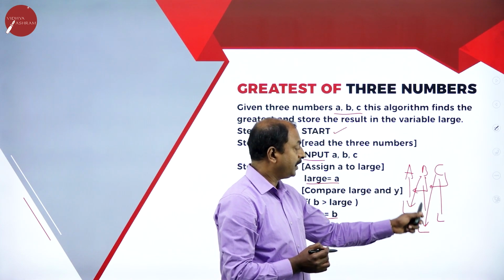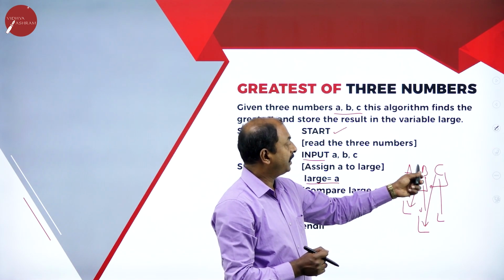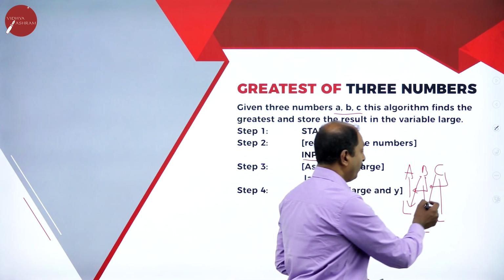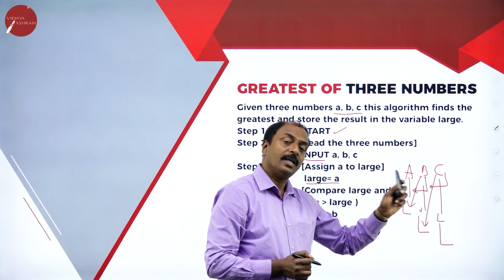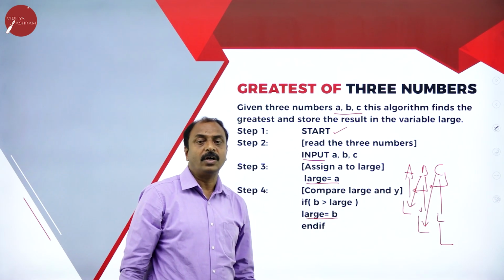In this example, as of now, B is the larger. Now, if C is greater than B, or C is greater than this number large here, we have to assume that let large number C will be the largest number. So this is the logic we have used in this algorithm.